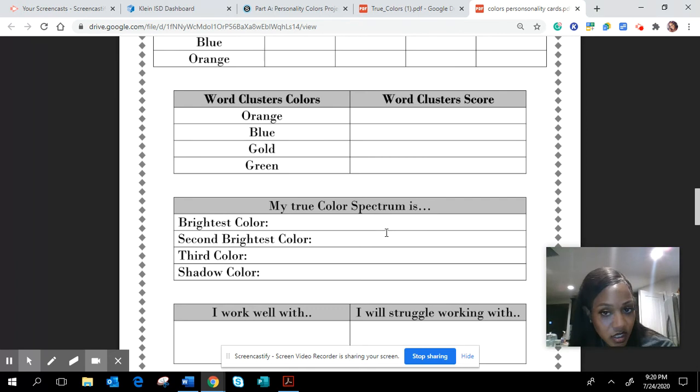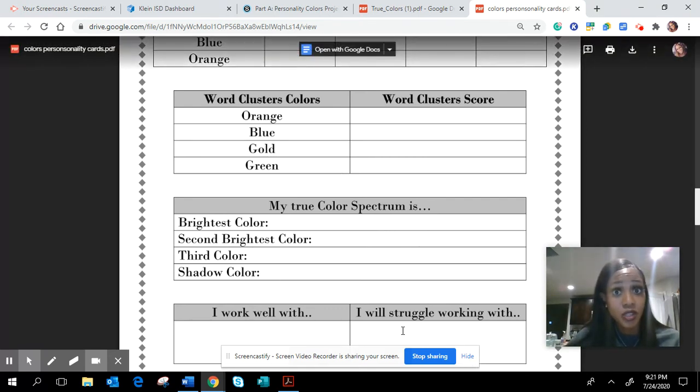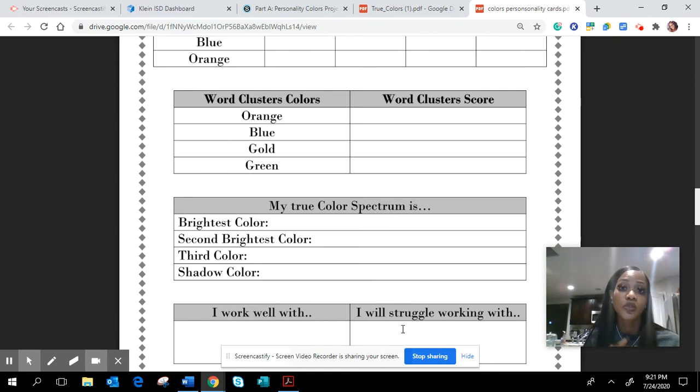So here's what we're going to do. You are not going to fill out "I work well with" and "I struggle with," okay? I am going to break all of those down and explain them to you, so that you have a deeper understanding of why you react the way you do, what makes you react. And if you get your parents to do this, you'll also understand their personality color and why they are the way they are.